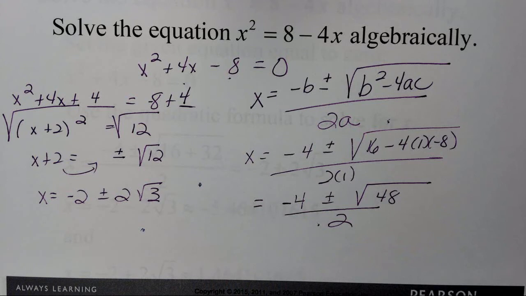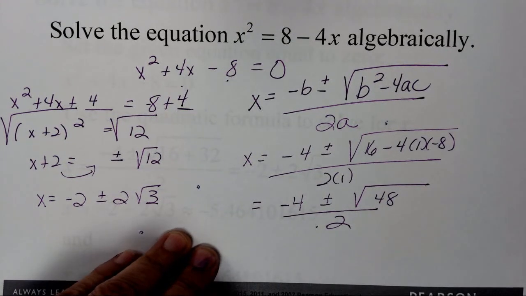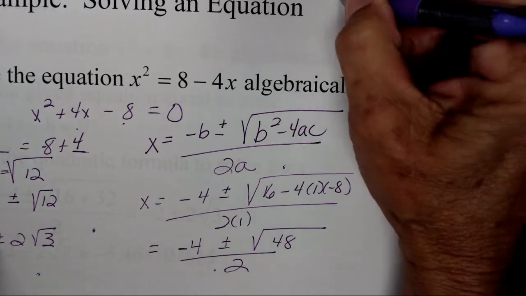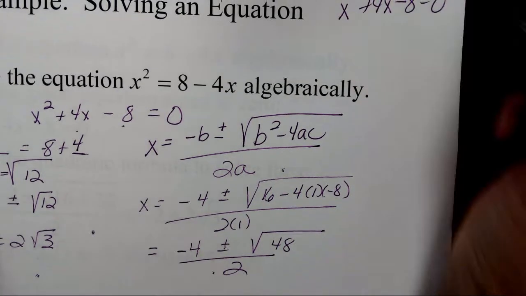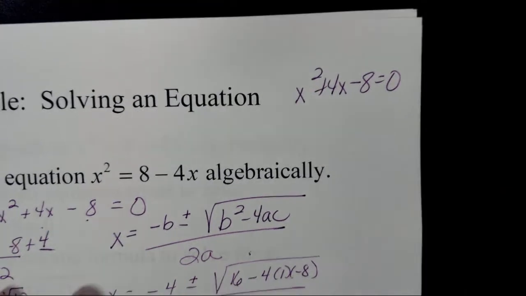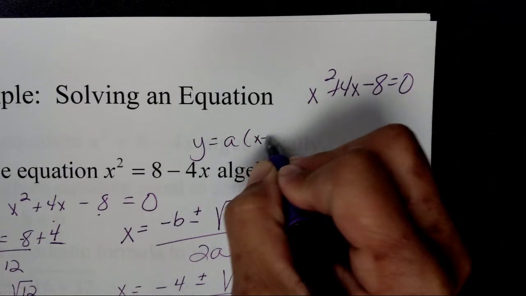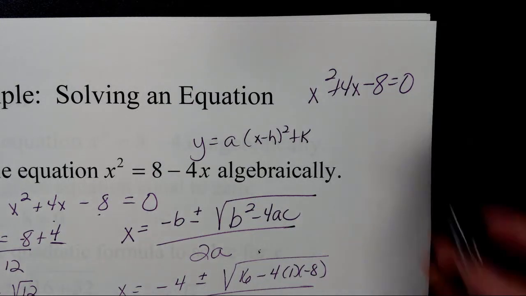Okay? All right. If I was going to graph this, let's just forget about solving it. Let's just talk about reviewing graphing. I want to graph this. What form do we call this? Standard or vertex? Standard. Remember vertex is y equals a(x minus h) squared plus k. How can I make this look like that? Find the what? The vertex. How do I find the vertex from standard form?